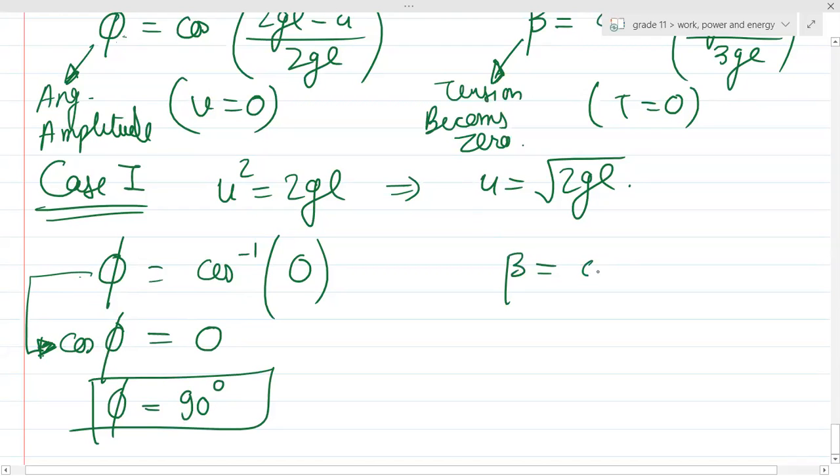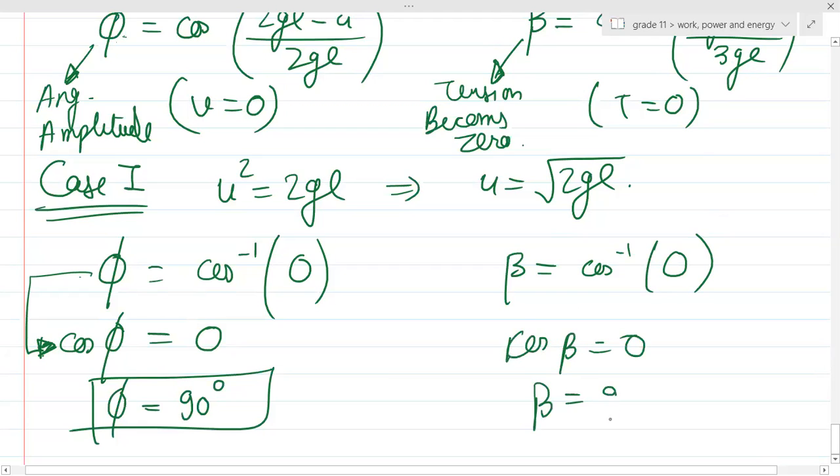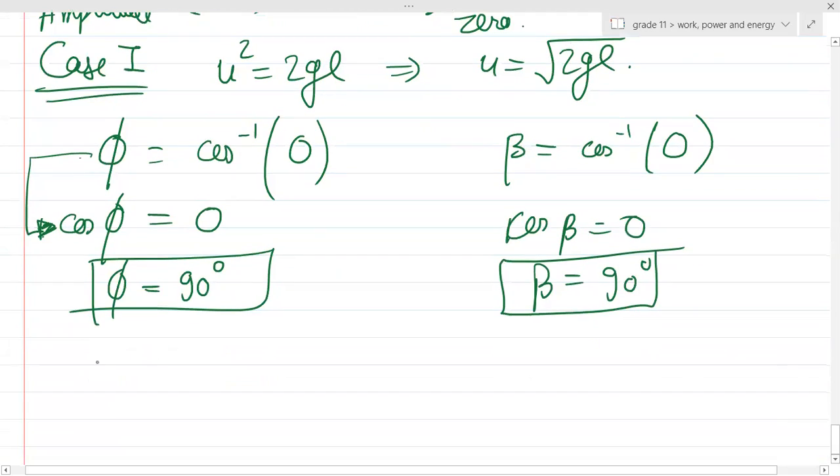And similarly, beta will be equal to what? It is basically cos inverse of (2gl minus u square) by 3gl. Yes or no? So here this also will become 0. That implies cos beta will also be 0 and beta will be 90 degrees. Sir, what is the interpretation of this result? The interpretation is very simple.